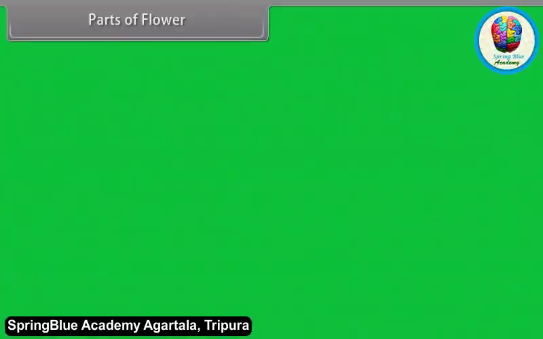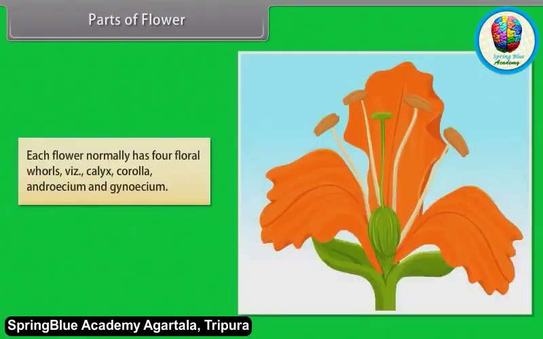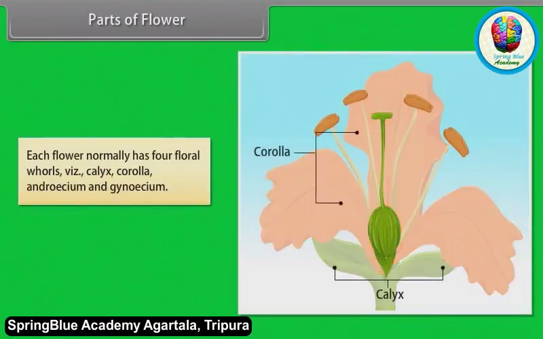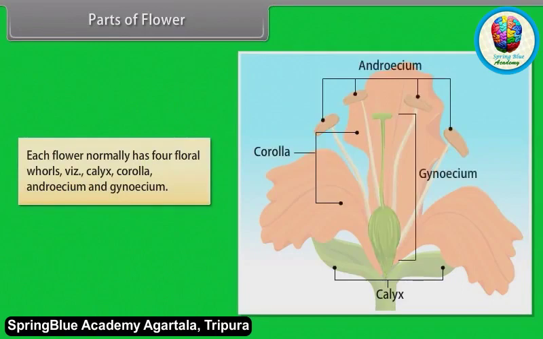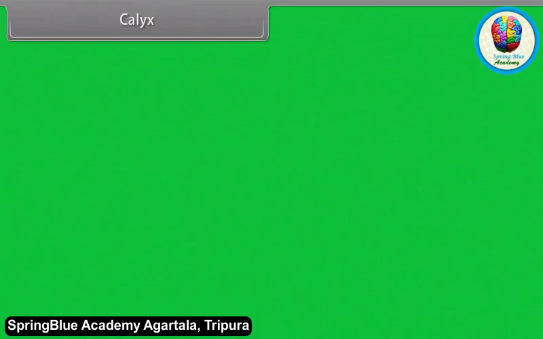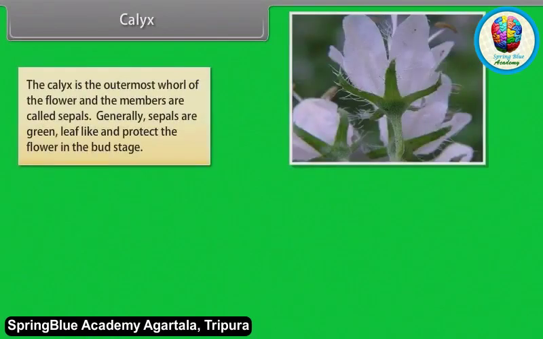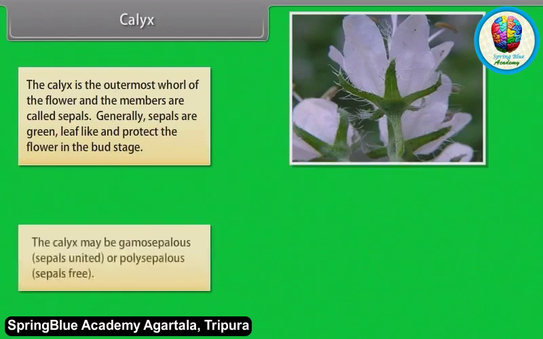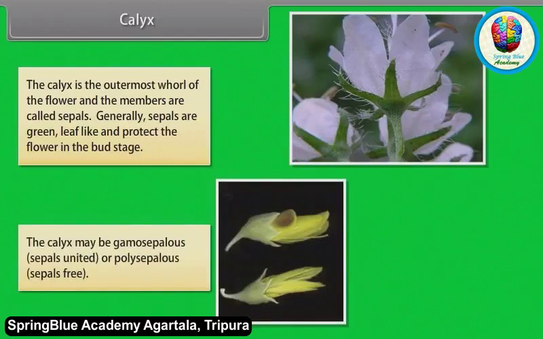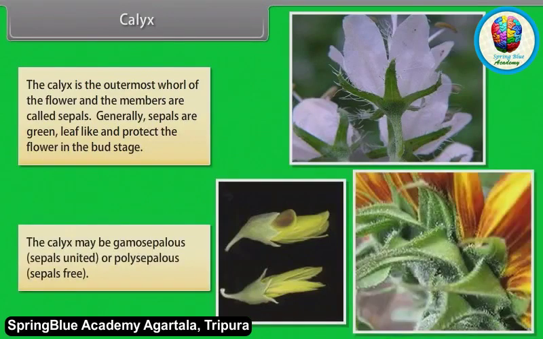Parts of flower. Each flower normally has four floral whorls: calyx, corolla, androecium and gynoecium. Calyx. The calyx is the outermost whorl of the flower and the members are called sepals. Generally, sepals are green, leaf-like and protect the flower in the bud stage. The calyx may be gamosepalous, sepals united, or polysepalous, sepals free.